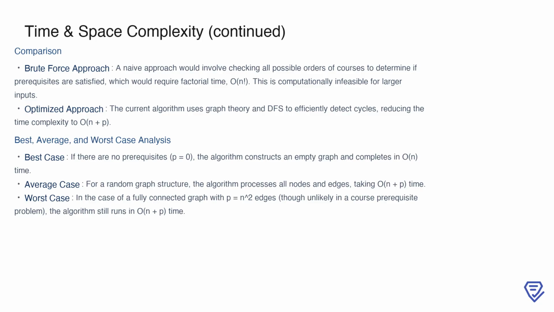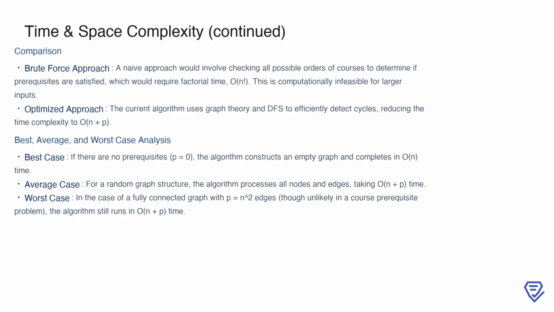In contrast, the optimized approach leverages graph theory and DFS to efficiently detect cycles, reducing the time complexity to O(n + p). Additionally, we can analyze the algorithm across different scenarios. In the best case, where there are no prerequisites, the algorithm simply constructs an empty graph, completing in O(n) time.